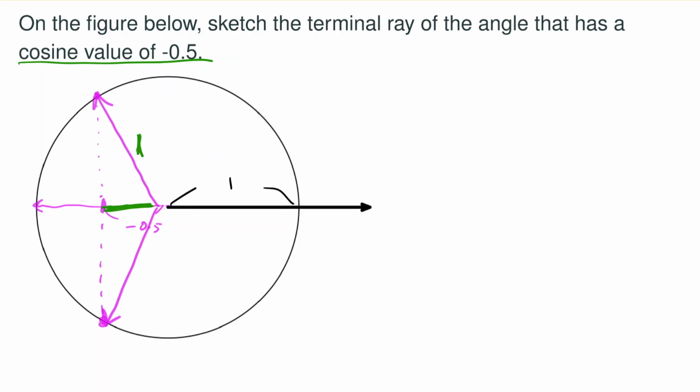So an angle with these two terminal rays would give us cosine of negative 0.5. Since the radius is 1, negative 0.5 divided by 1 gives us cosine. Sorry, I said sine earlier. Negative 0.5 divided by 1 will give us cosine of negative 0.5, since this length is negative 0.5. So let me highlight the answer. We're just looking for one of these terminal rays.